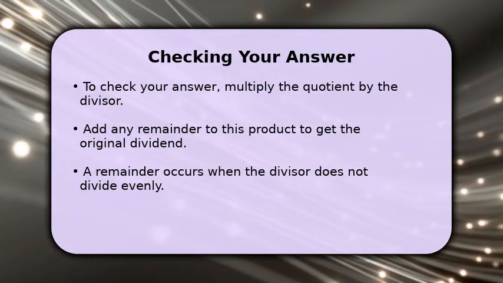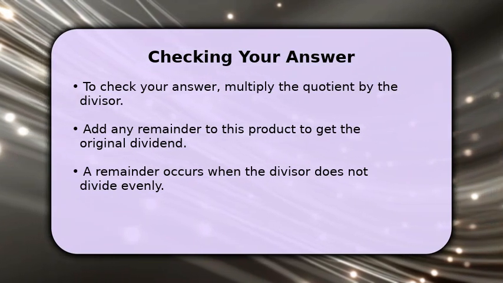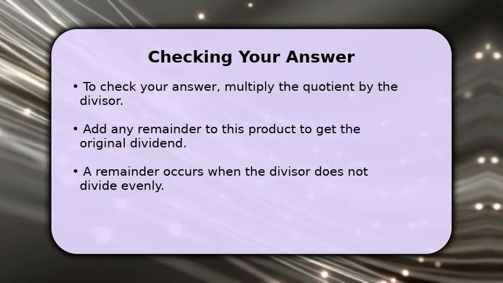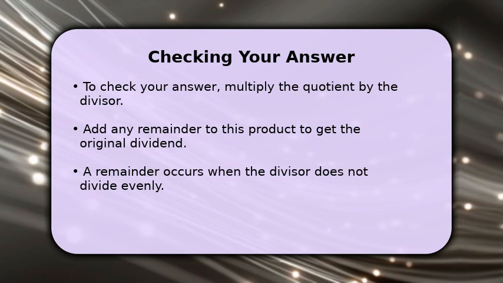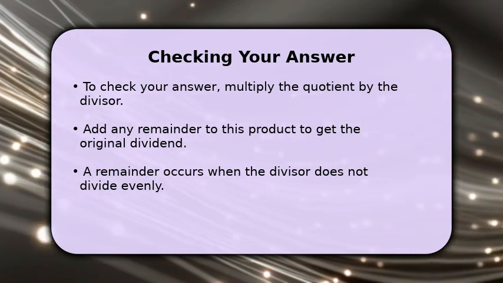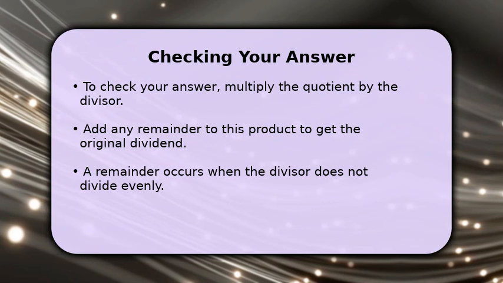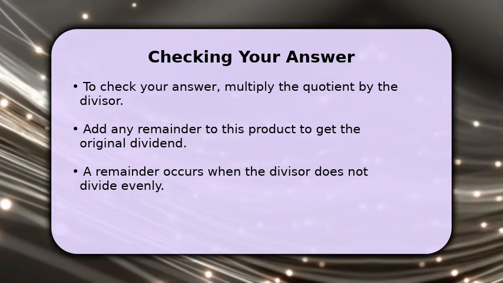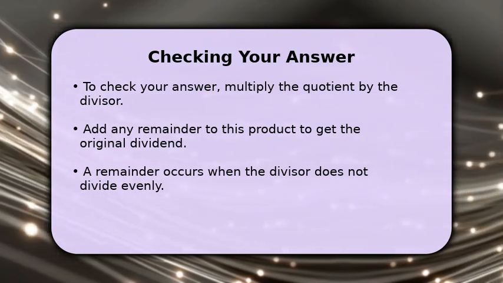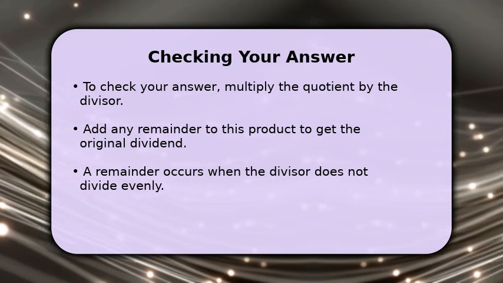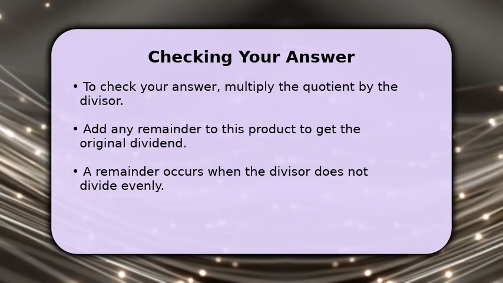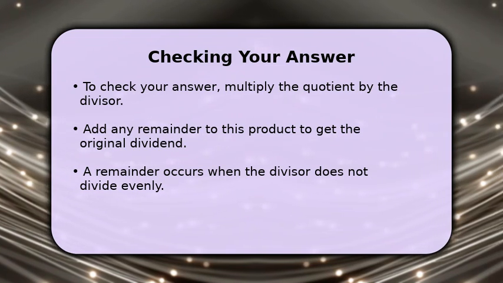After completing your long division, it's smart to check your work. Simply multiply your quotient by the divisor. If there was a remainder, add it to that product. The final sum should perfectly match your original dividend. Remember, a remainder signifies that the divisor didn't divide the number evenly, and it will always be less than the divisor itself.